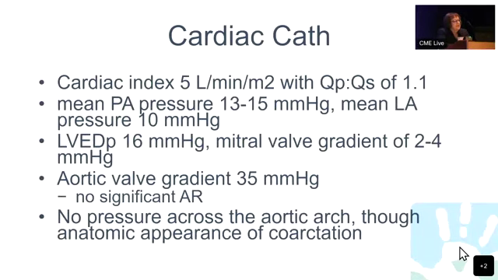So her next step was a cardiac cath. She had a good cardiac index of 5 liters per minute per meter squared with a QP:QS of 1.1. Mean PA pressures were 13 to 15 with an LA pressure of 10. Her LVEDP was a little elevated at 16, which is not surprising given the LV dysfunction. And she had a bit of a mitral valve gradient, but only 2 to 4 millimeters of mercury. The aortic valve gradient was 35 peak to peak, and there was no significant aortic regurgitation. There was an anatomic appearance of a coarctation, but no pressure gradient across the aortic arch.